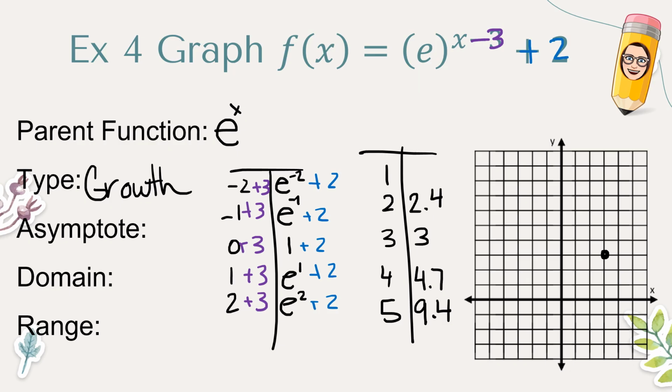And E, I'm typing this in with you, so make sure you're getting what I'm getting. 2.1. All right, let's graph that out and see what we have. 1, I'm at 2.1. 2, I'm at 2.4. 3, I'm at 3. Oops. 4, I'm at 4.7. 5, I'm at 9. Oh my gosh, okay. 1, 2, 3, 4, 5, 6, 7, 8, 9.